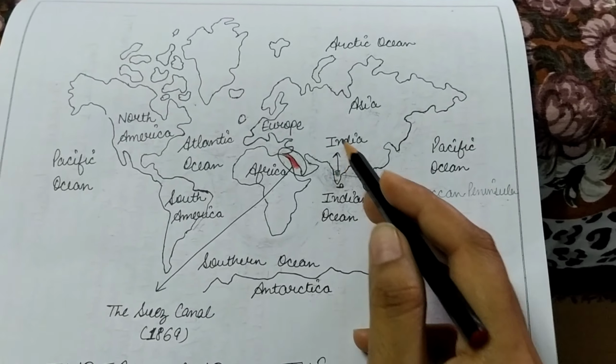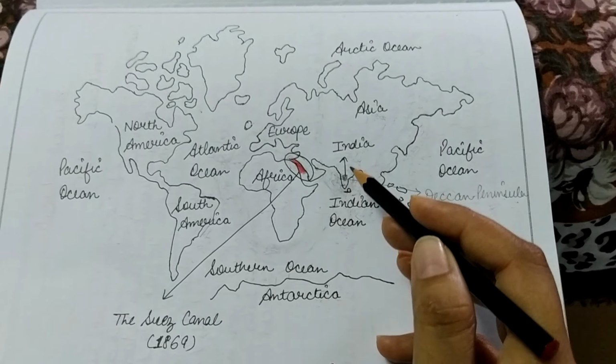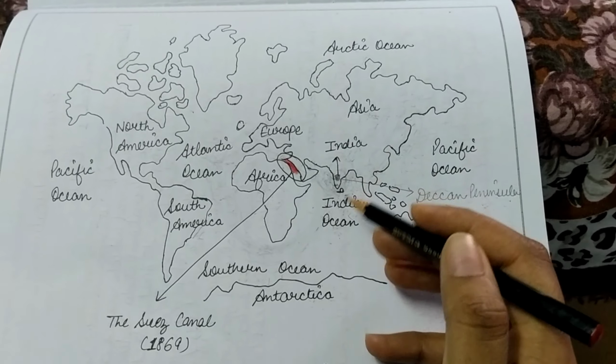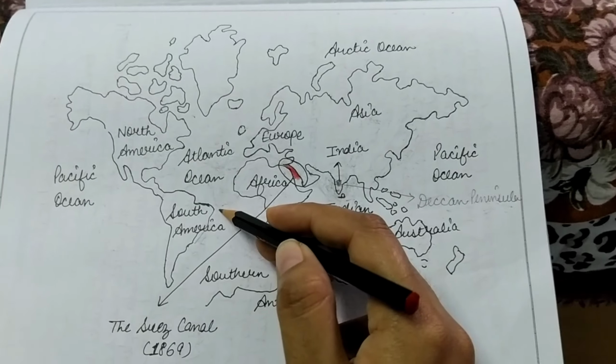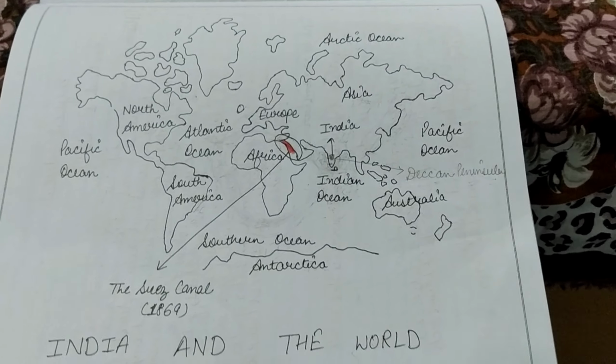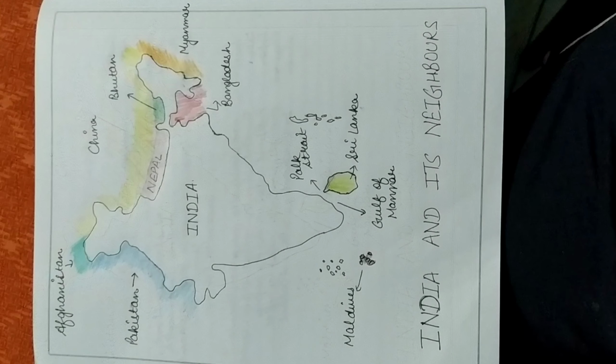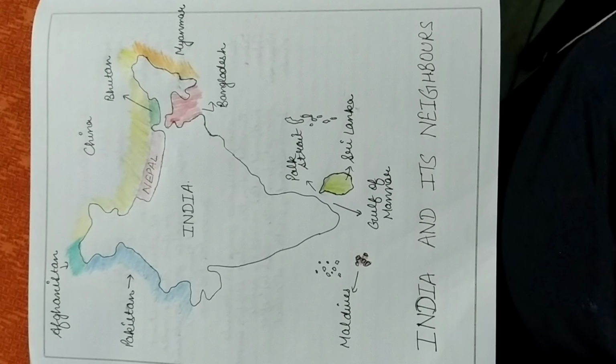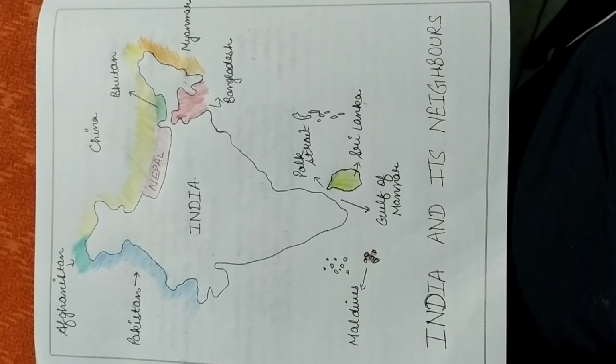ओके, सो इसी वजह से इंडिया एक स्ट्रेटेजिक लोकेशन प्ले करता है, प्लस ये और कंट्रीज़ के साथ वेल कनेक्टेड है और अपनी इम्पोर्ट एंड एक्सपोर्ट की एक्टिविटीज़ बिना किसी रुकावट के कर सकता है. सो दिस इज़ आवर लास्ट टॉपिक ऑफ दिस चैप्टर, दैट इज़ इंडिया एंड इट्स नेबर्स.